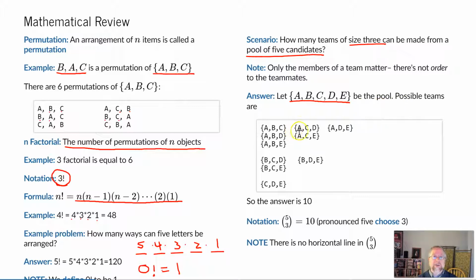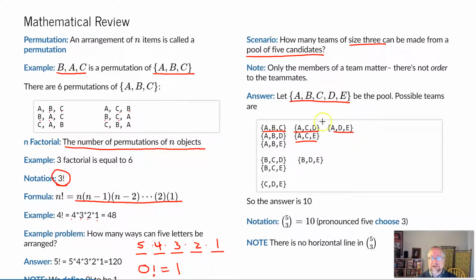So what are our possible teams? We could have A, B, and C. We could have A, B, and D. We could have A, B, and E. And again, order doesn't matter, so A, C, and B would be the same as A, B, and C, and so on. We could also have A, C, and D, or A, C, and E, and A, D, and E.